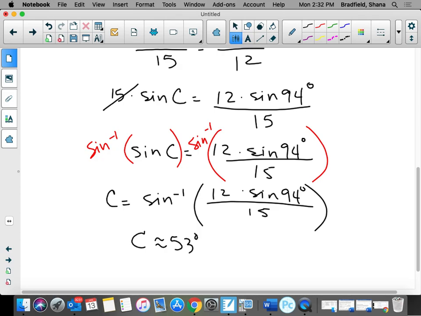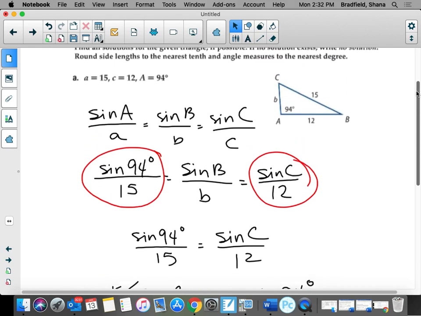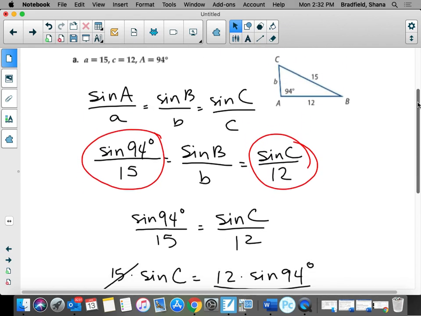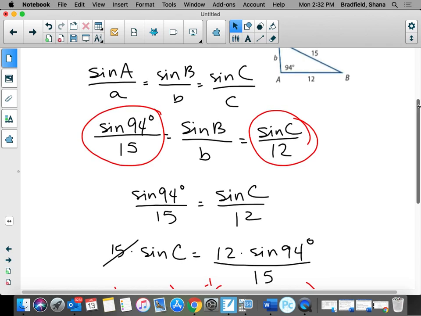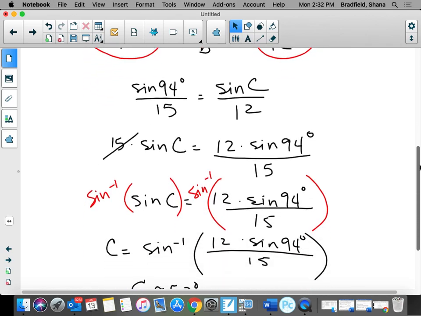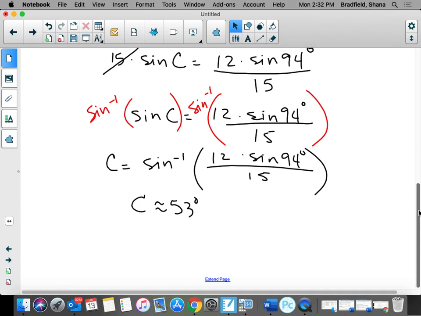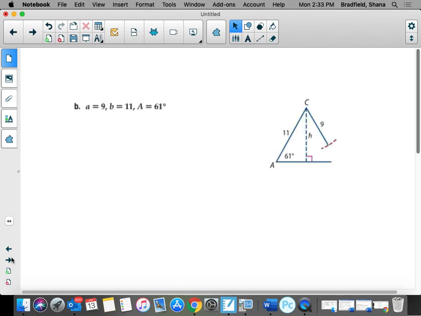Now I have an angle to put in there, which would give me two angles. So I have angle A and angle C, and I can subtract their sum from 180 to solve for B. And then I can do a proportion to solve for side B. So that's how we would go about that situation if we're missing an angle measure: use inverse sine.